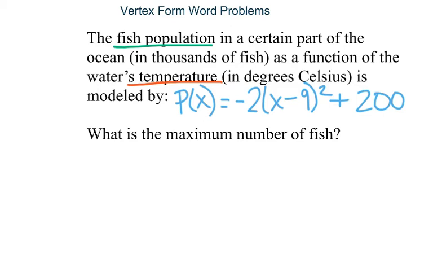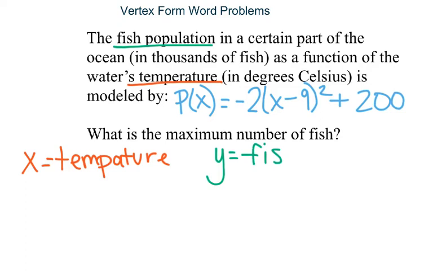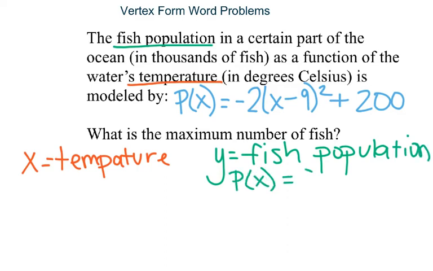Alright, so x is always referred to as the independent variable. So x is going to be our temperature. Okay, and that leaves y being the dependent variable as our fish population. So anytime you have two variables in a function, and they're not using y, they're using p of x for population, same thing. Anytime you have two variables, you need to look in the problem for two different things that you're comparing. So we're comparing temperature and we're comparing fish population.